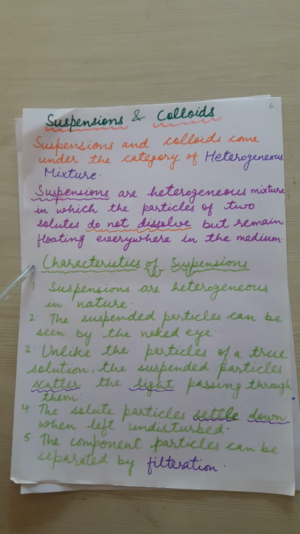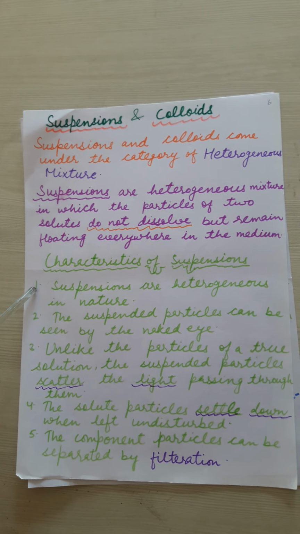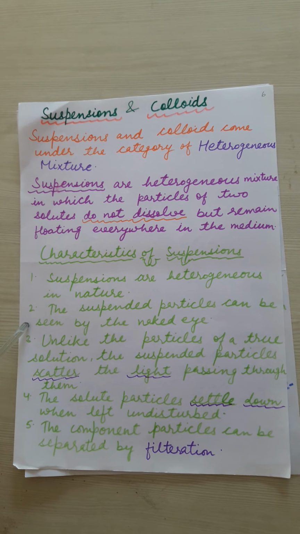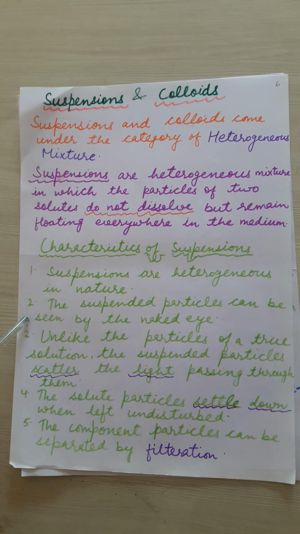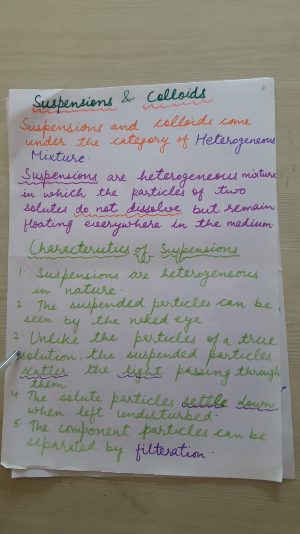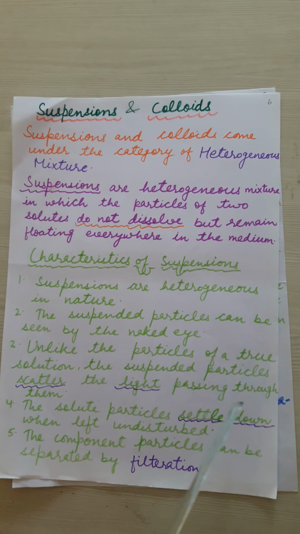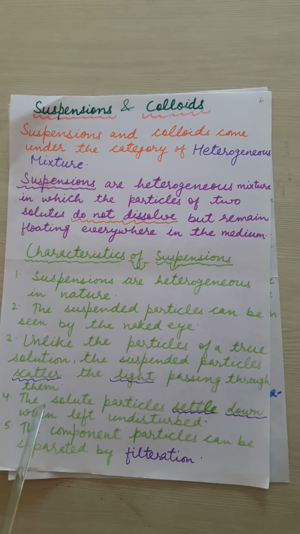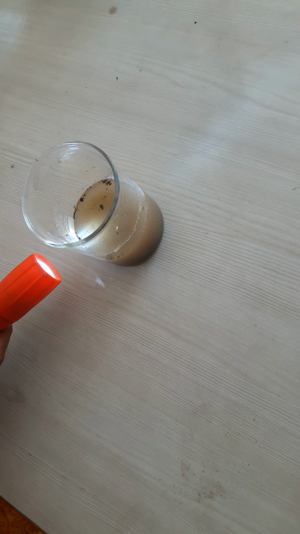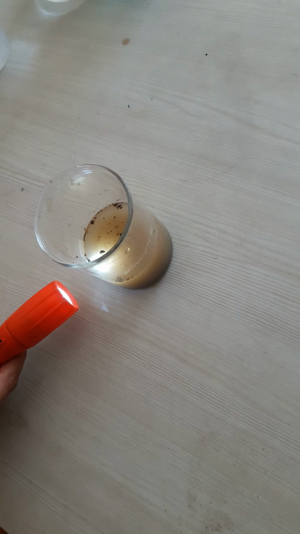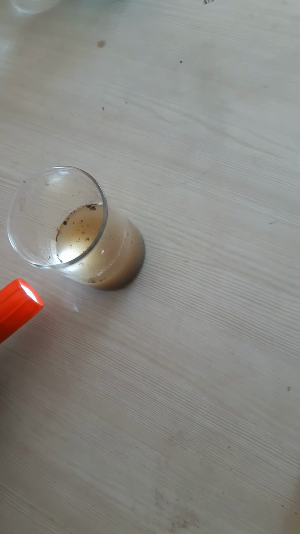Now, the characteristics of suspension. Suspensions are heterogeneous in nature. The suspended particles can be seen by the naked eye. Unlike the particles of a true solution, the suspended particles scatter the light passing through them. Now you can see the light passes through the suspension of sand and water. This shows the Tyndall effect.